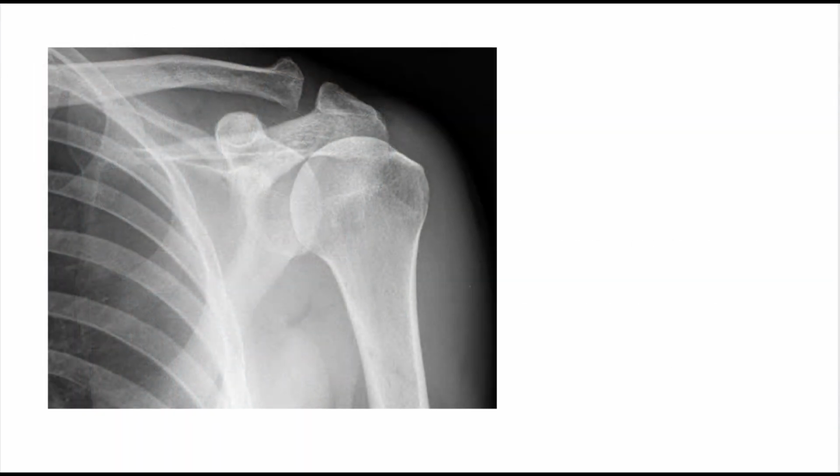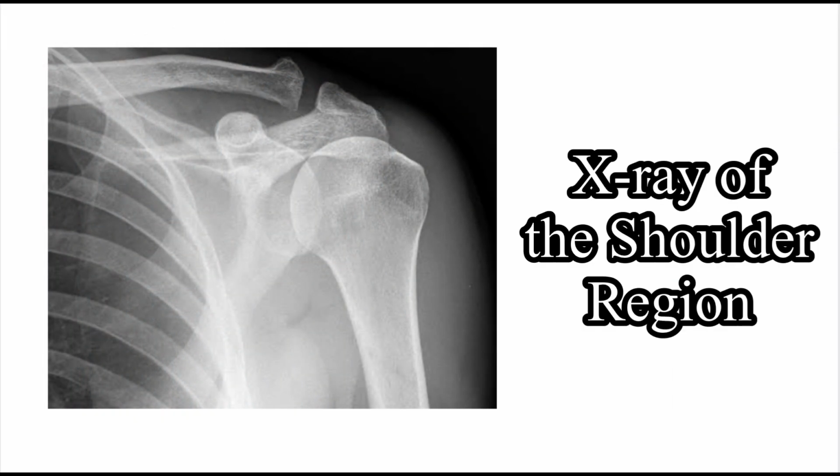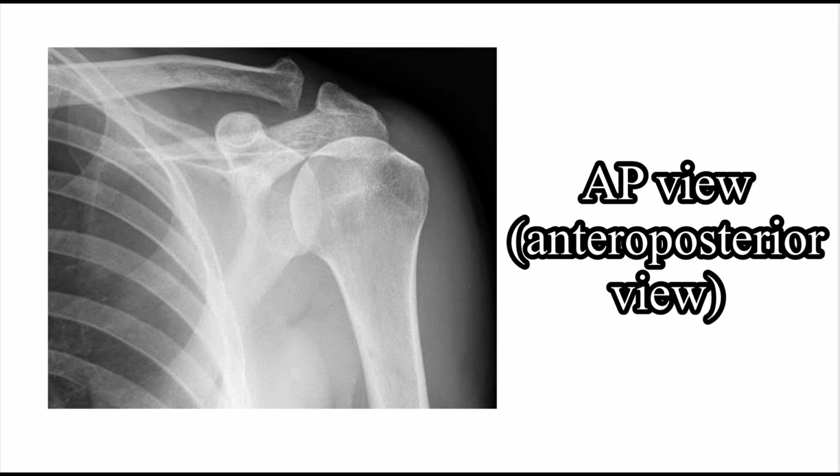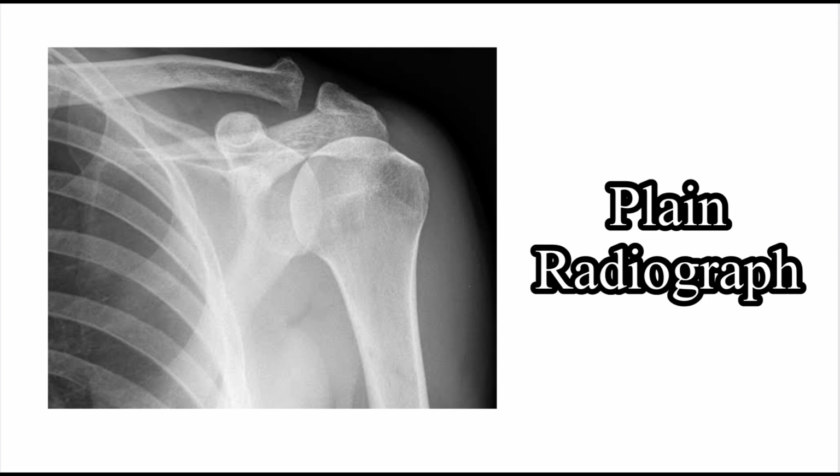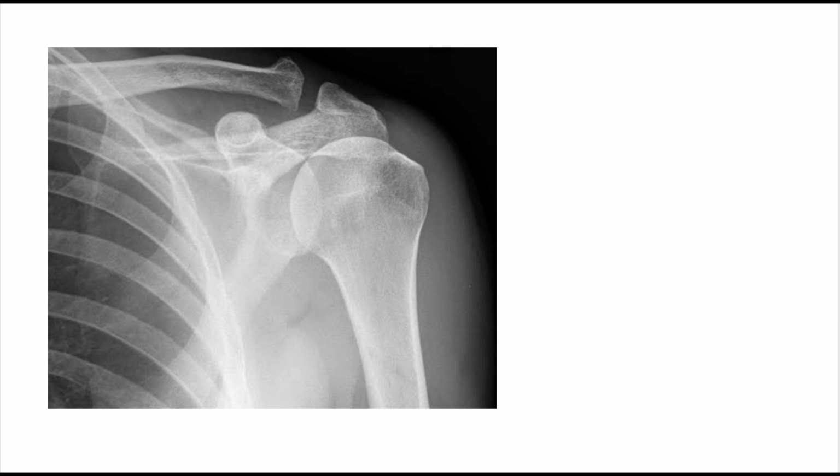This is the x-ray of the shoulder region. It is seen in the AP view, which means the antero-posterior view. The x-rays come from the anterior side and go to the posterior side. It is a plain radiograph because there is no special dye that is used. The x-ray is of the left side. So it is a left-sided x-ray of the shoulder region.